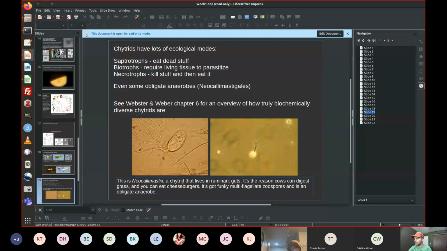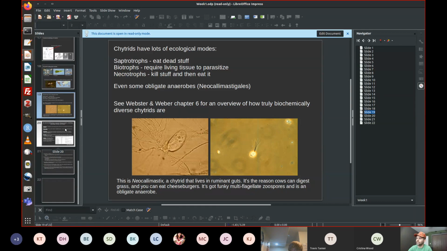Okay, so Neocalamastigales, this is what it looks like. What's weird about it, and why some people are kind of freaked out that it's fitting into chytrids phylogenetically, like genetically, is that it doesn't have one flagellum. It's got like 6 to 8 flagella. All right. Things get weird with the chytrids. Okay.